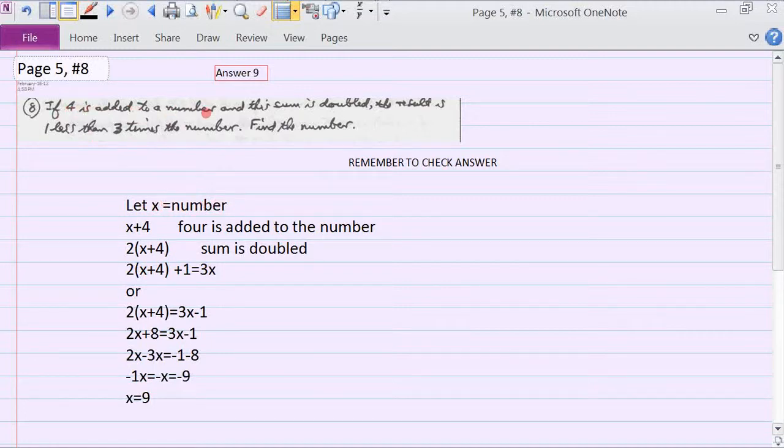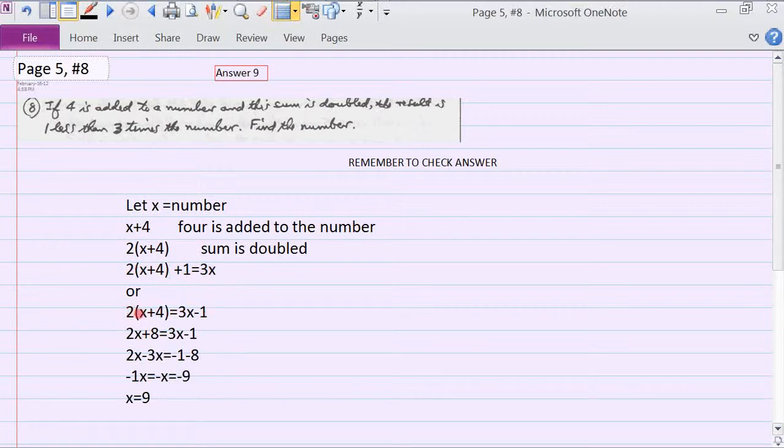It says if 4 is added to a number, so we add 4. And then this sum is doubled, so we put a 2 in front of the x plus 4. This gives the sum is doubled. And this number is 1 less than 3 times the number, which means we have to add 1 to the number to make it equal. Now what we could do also is subtract 1 from this to make it either. So this line and this line are the same.